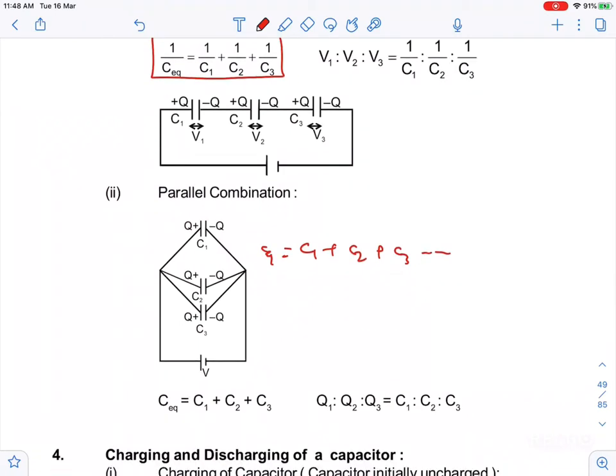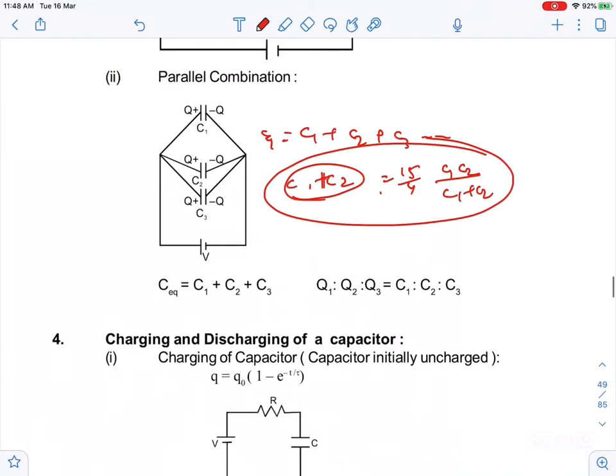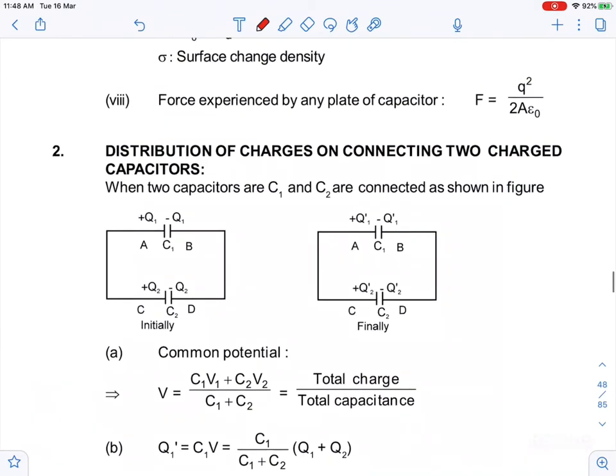You can solve a question actually given in JEE this year. They have given two capacitances C1 and C2, connected in series and in parallel. When connected in parallel, the capacitance is 15 by 4 times the capacitance connected in series. So you can find the relation between C1 and C2. This is from the JEE this year, first session paper.